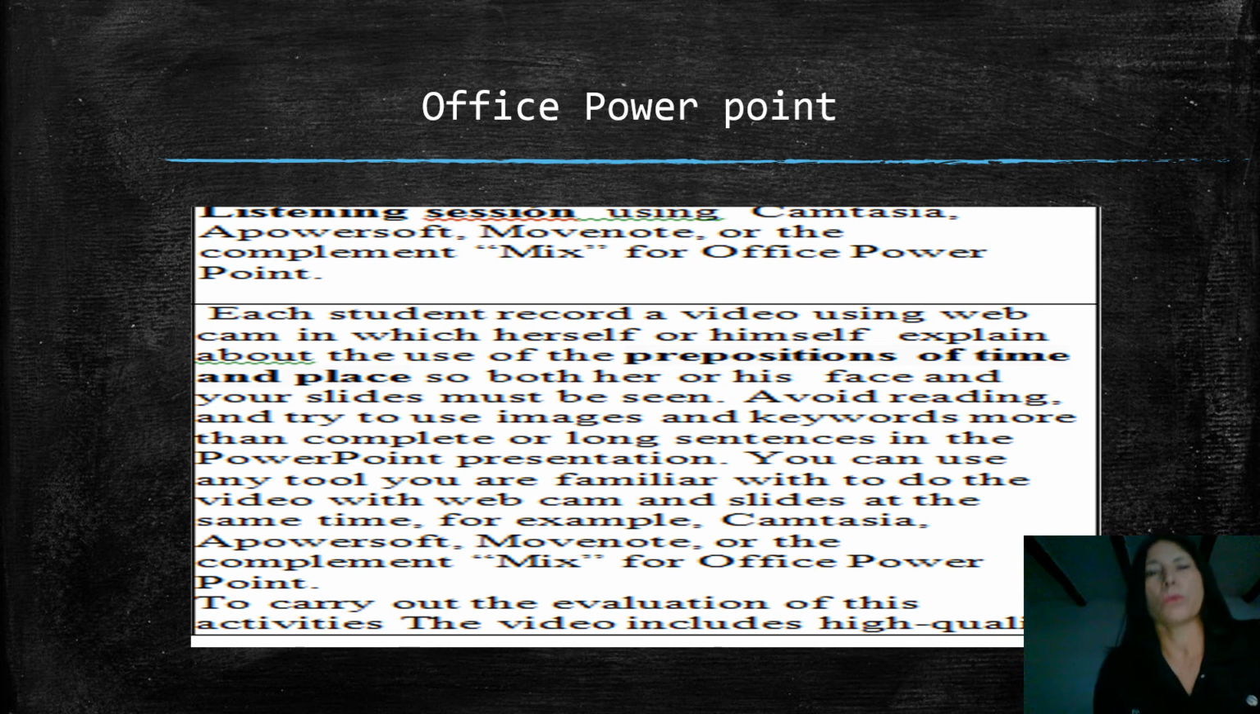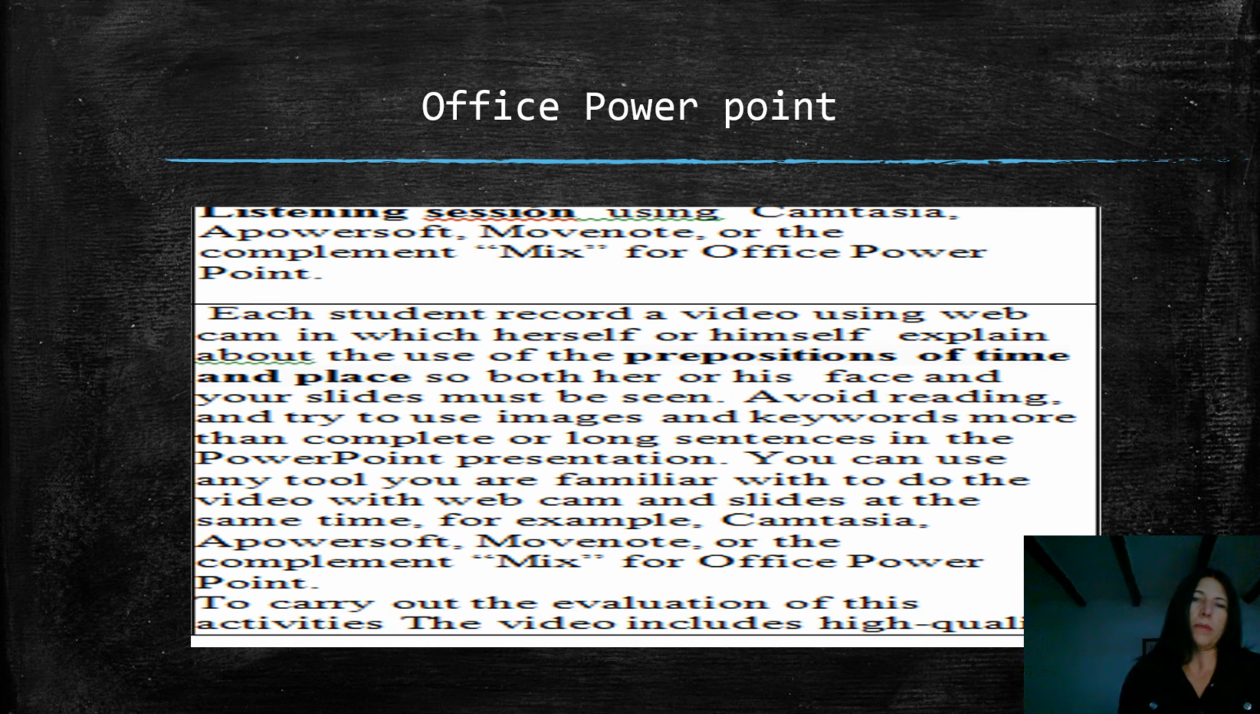If you want to use another web tool, you can use Office PowerPoint, mixing with Camtasia, PowerShell, Movie Note, or a complement to use to increase the speaking skills in students.